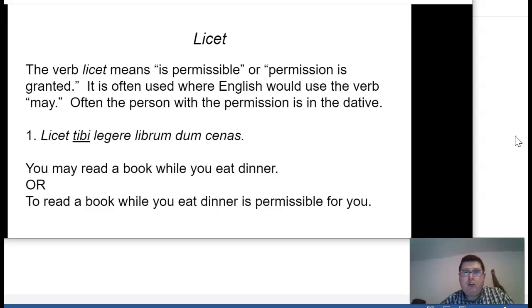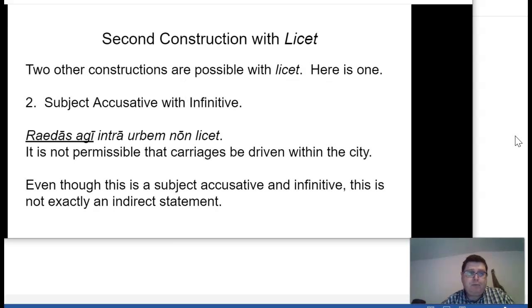But maybe there are two more constructions for licet that are less familiar. Another construction is using a subject accusative with an infinitive along with licet. So for instance, the sentence I give you, raidos agi intra urbem non licet, that carriages, raidos, be driven, is not permissible inside of the city. Now, again, there's no subject expressed for licet. You can understand the infinitive agi as the subject, and that's fine. But notice how this seems to apply to everyone. No one can drive carriages.